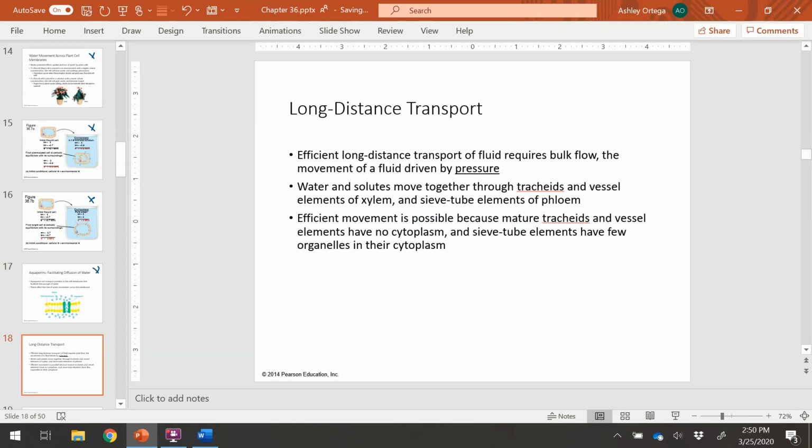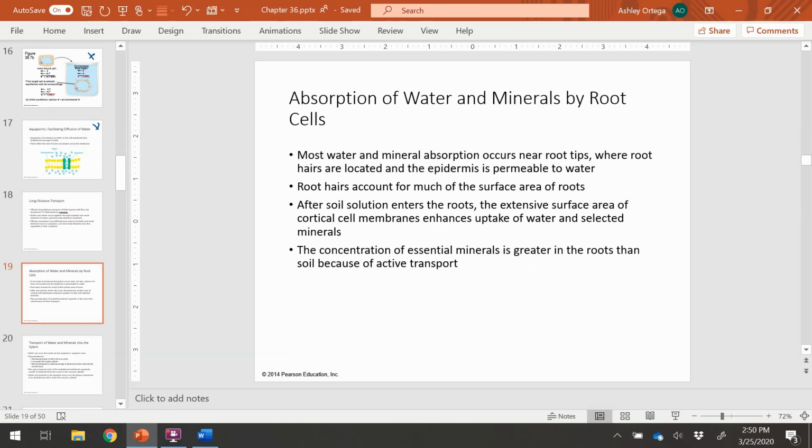So long distance transport has two different processes, and those are separated by xylem and phloem, the different types of vascular tissue. So we'll look at these here, starting with the roots. The roots are functioning to absorb the water and the minerals, and so you first start there and see how that gets absorbed.